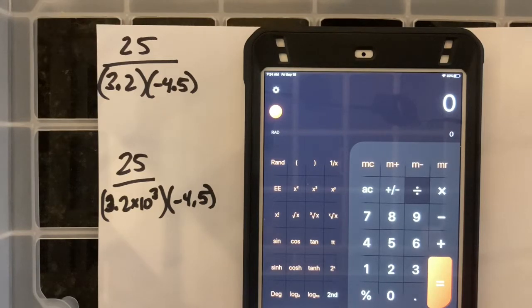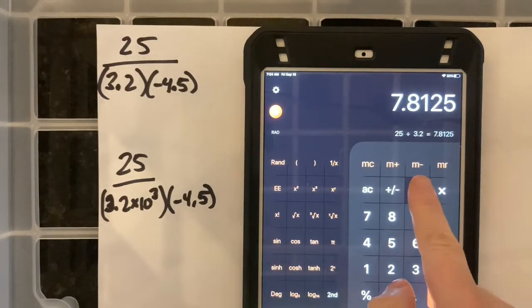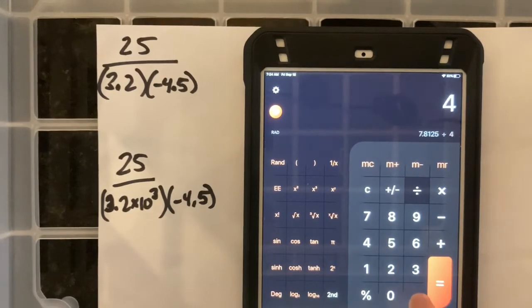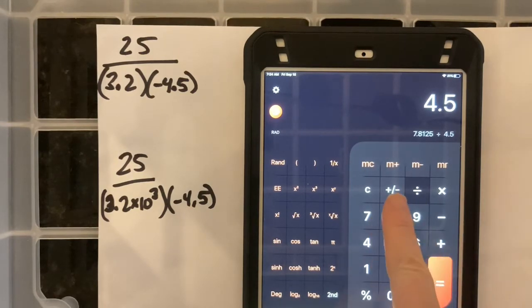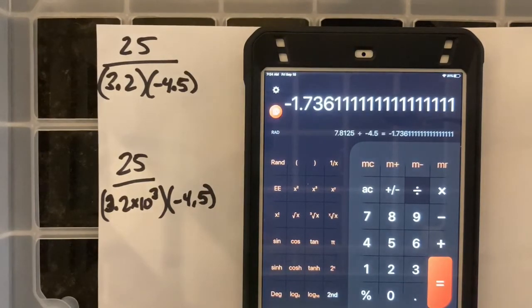We have for the top equation 25 divided by 3.2. And at this point, you can hit enter and get 7.8125. And then hit enter again, and this time 4.5. And this one's a negative 4.5. So you can't use the minus sign. You have to use the plus minus wherever it is on your calculator. And hit enter. And that will give you the answer, negative 1.736 and such and such.